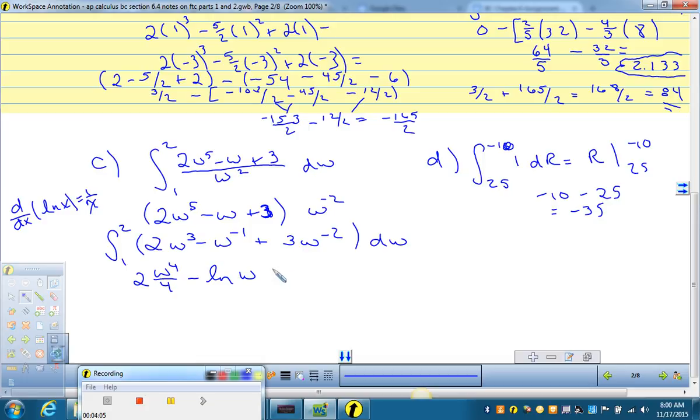All right, plus 3w to the what? Negative 1 over negative 1. To be evaluated between 1 and 2. So this is 1/2 2 to the 4th minus the natural log of 2 plus, let's see, minus.